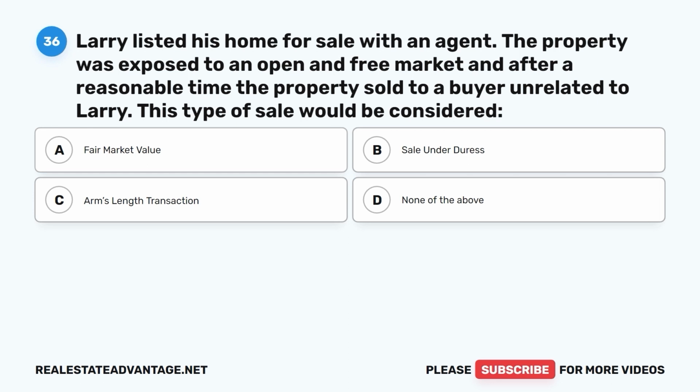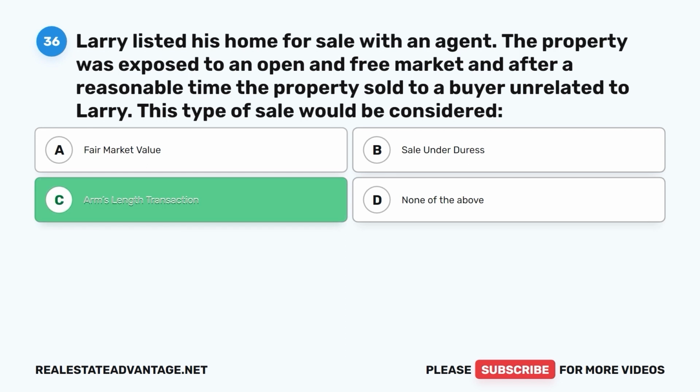The property was exposed to an open and free market, and after a reasonable time, the property sold to a buyer unrelated to Larry. This type of sale would be considered A. Fair market value, B. Sale under duress, C. Arm's length transaction, D. None of the above. The correct answer is C. Arm's length transaction.